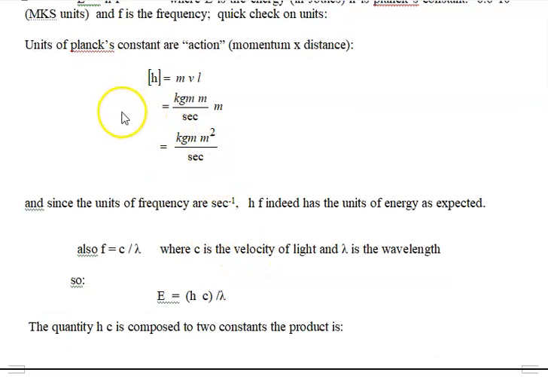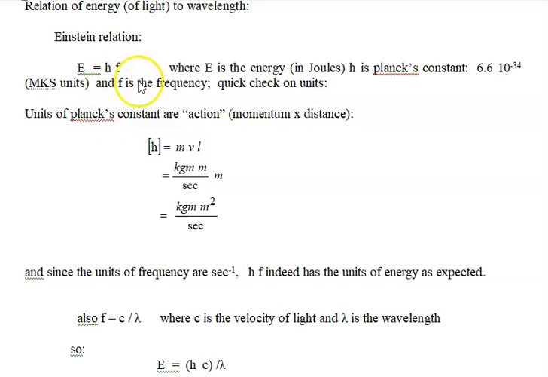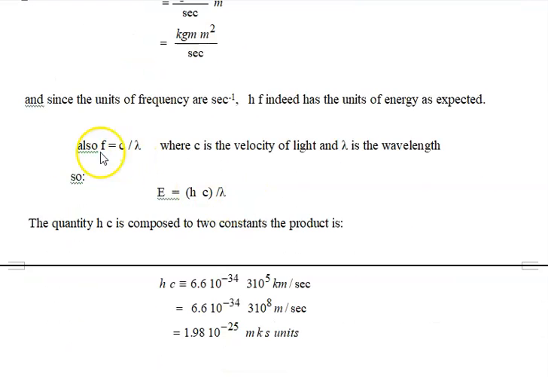So we get the units of hf are kilogram meters per second squared. That's just the units of energy. So that's why I say Einstein didn't have to work too hard to develop the equation. He could have gotten it right from the units.